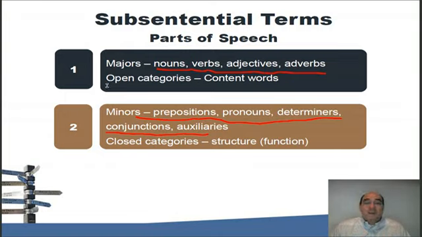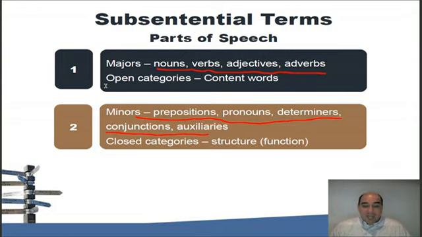Interesting thing about the major parts of speech is that they're open. I can add more to them. We're continually adding new words to the open parts, continually adding new nouns and verbs and adjectives and adverbs. Look at the word nanotechnology. It's a brand new word, relatively speaking, and yet we can just keep adding to them.